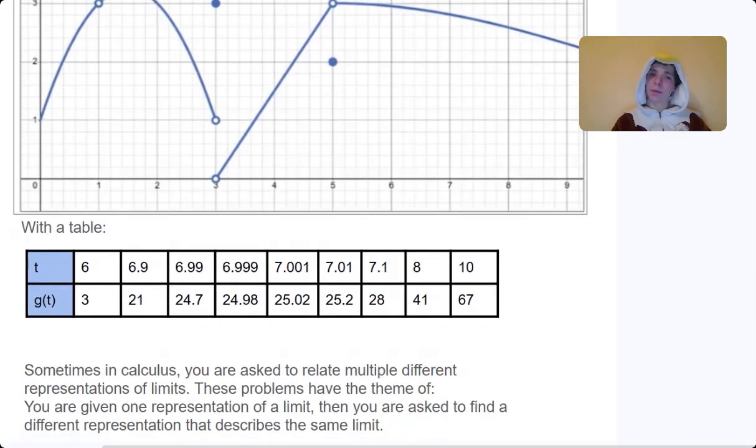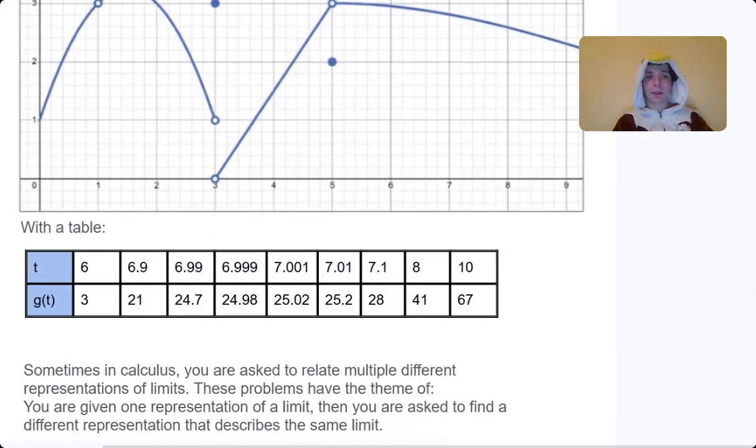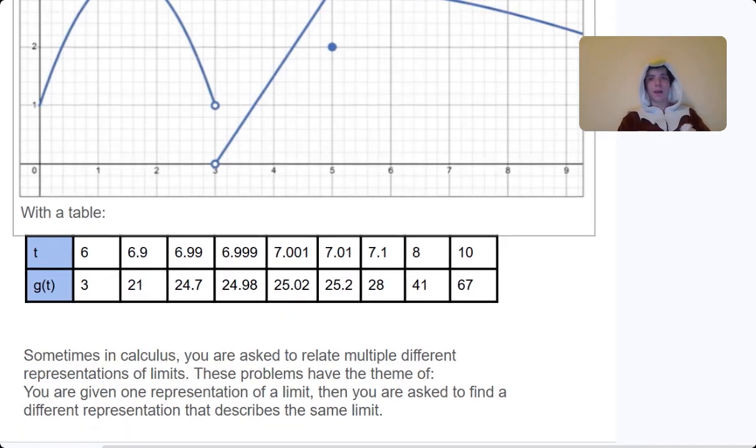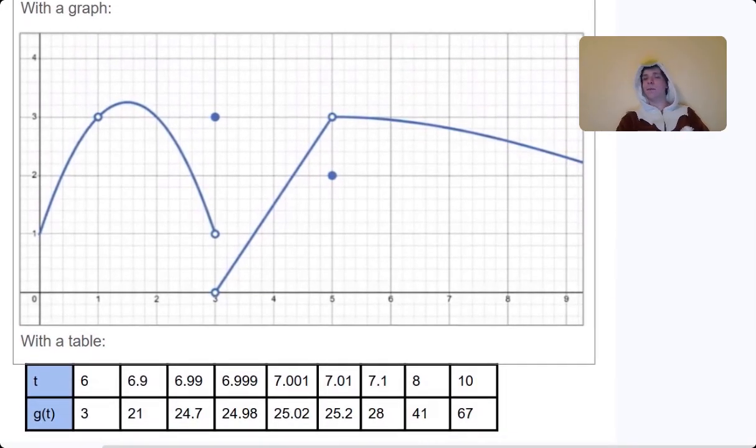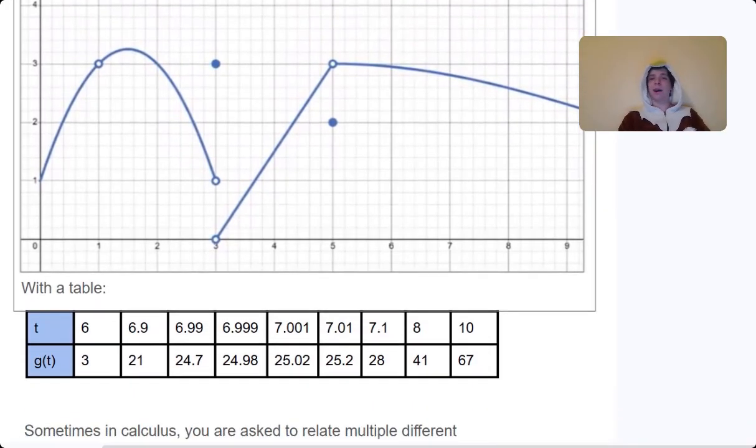And limits can also be expressed with a table. So if you have Gizmo's flight path from earlier, you have t getting really close to 7 and g of t getting really close to 25. And sometimes on the AP test, they'll ask you to connect different representations, like match a table with a graph or match an algebraic notation with the graph.